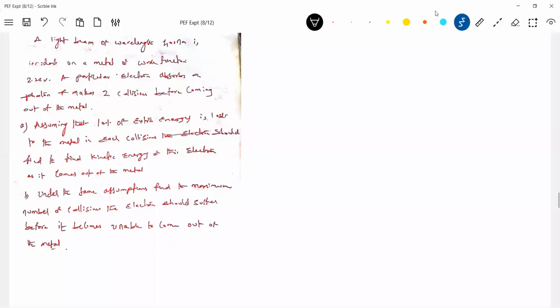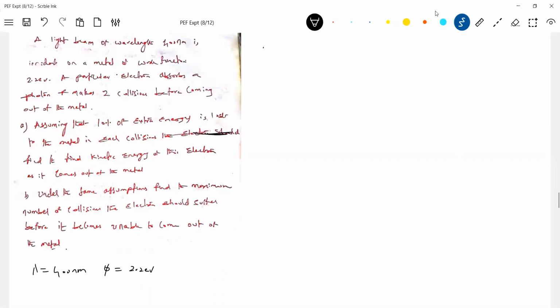So what is the wavelength given? Lambda, 400 nanometer, work function 2.2 electron volt. A particular electron absorbs a photon and makes two collisions before coming out of the metal, assuming that 10% of extra energy is lost to the metal in each collision. Find the kinetic energy of this electron as it comes out of the metal.